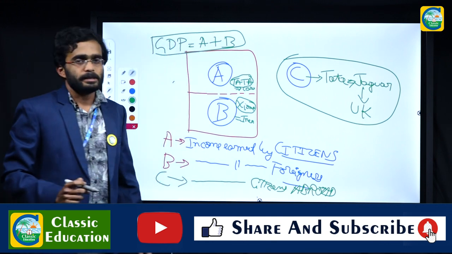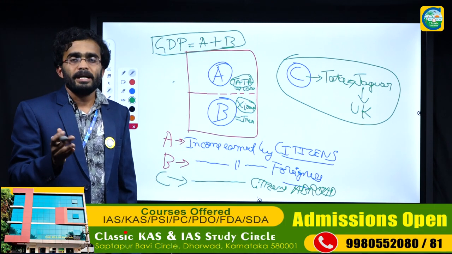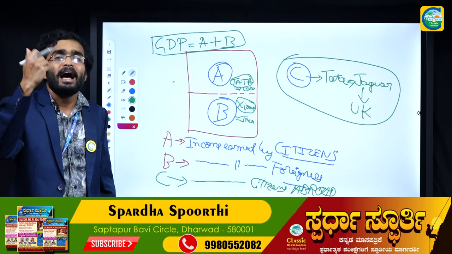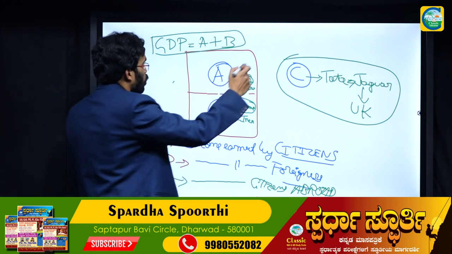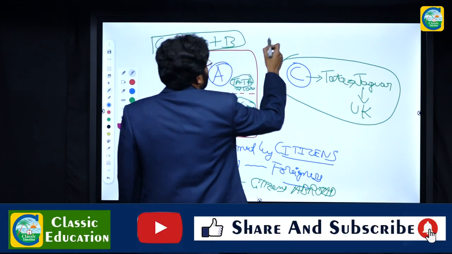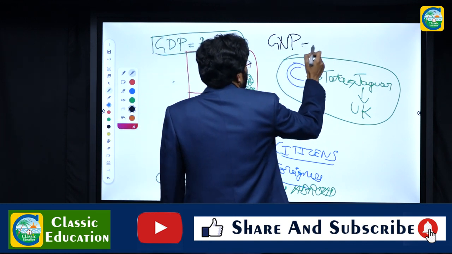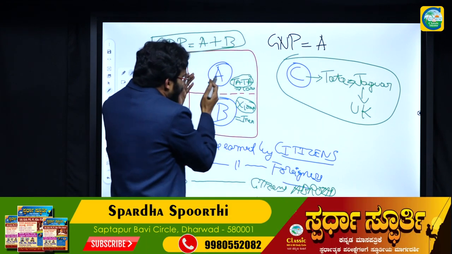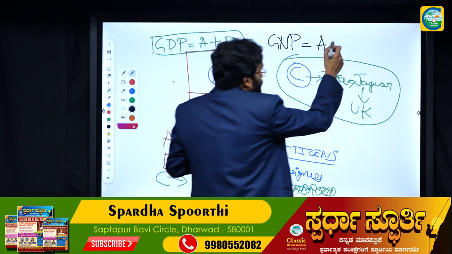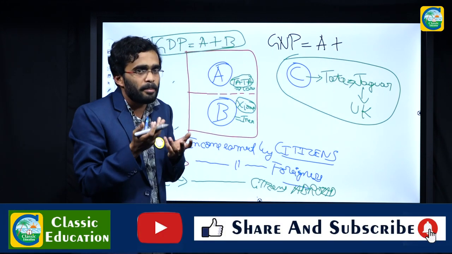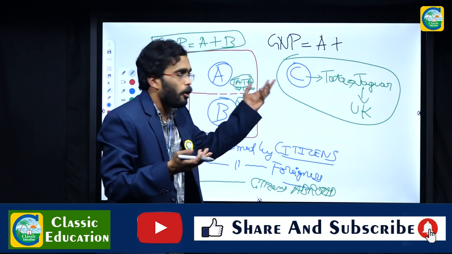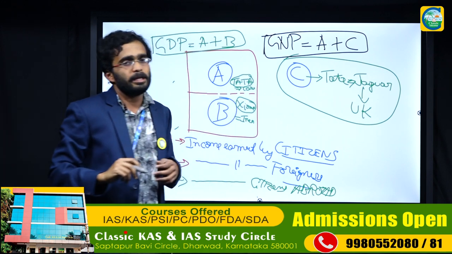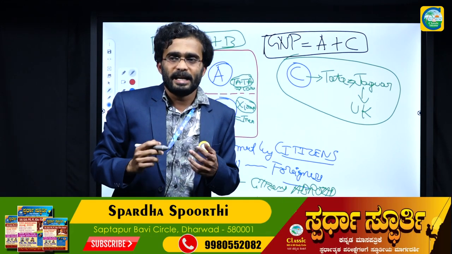So now tell me, students, we have discussed what is the GNP. GNP is the money value of final goods and services earned by whom? Earned by nationals or Indian citizens. So what should be the formula for GNP? The GNP formula is A, income earned by Indian citizens in India, in domestic territory, plus income earned by Indian citizens abroad, in a foreign country. So this is the basic difference between GDP and GNP.